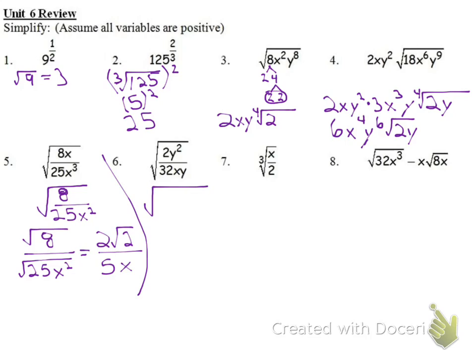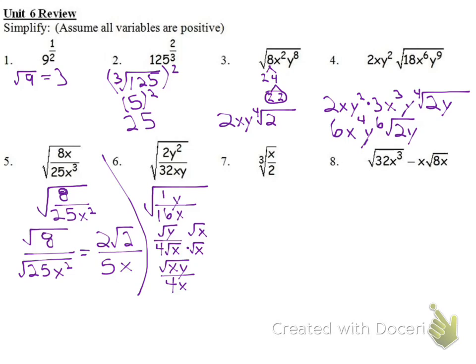Number 6, I'm going to reduce this one first. 2 over 32 actually reduces to be 1 over 16. I have 1x on the bottom, so that'll stay. I have y squared on top and y on the bottom, so I'm going to have one more y when I simplify left there. So it's going to be the square root of y over the square root of 16x. Well, square root of 16 is 4, so now I have the square root of y over 4 root x, but I have to rationalize the denominator, so I multiply the top and the bottom by the square root of x. So I get the square root of xy over 4x.